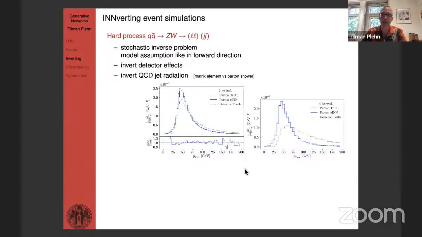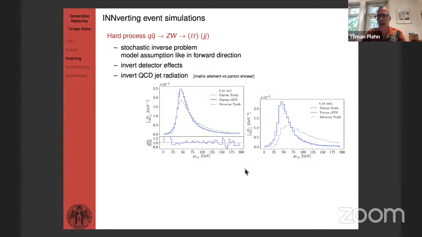So again, I start on the left-hand side with 2 jets inclusive. This is parton level truth in dashed blue, and then the detector truth, including QCD jet radiation, turns this into the green dashed, not that big a difference, and then we reconstruct the solid blue, and that's fine. It does what it should do. It gets more interesting if you look, for instance, at the 4 jet events. Remember, we only have 2 jets in the hard process.